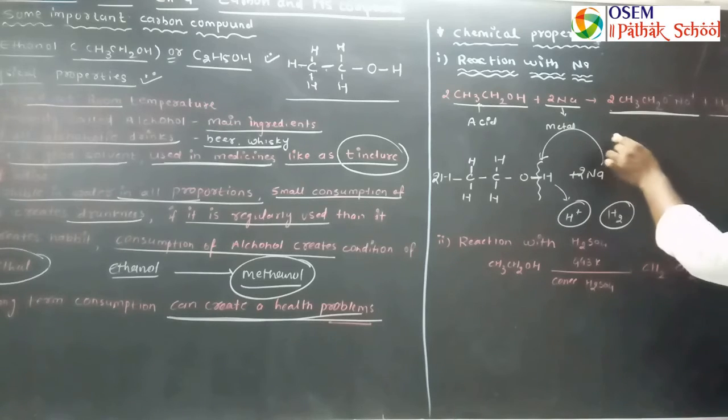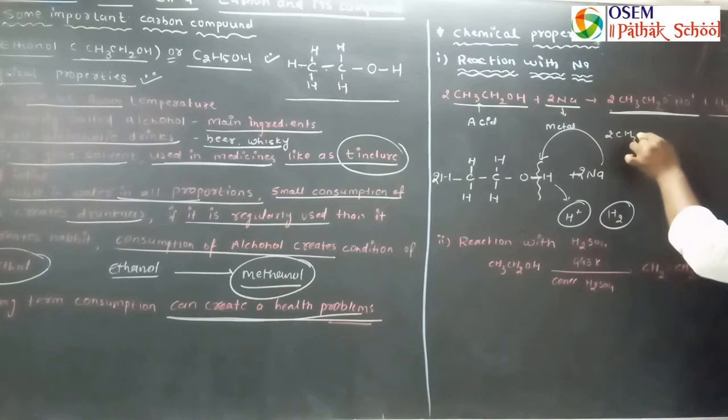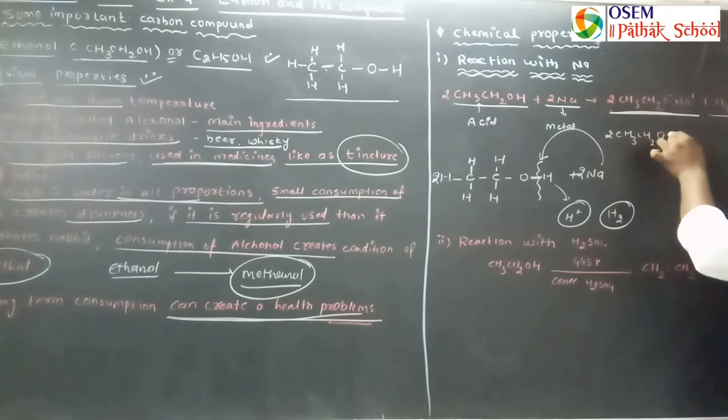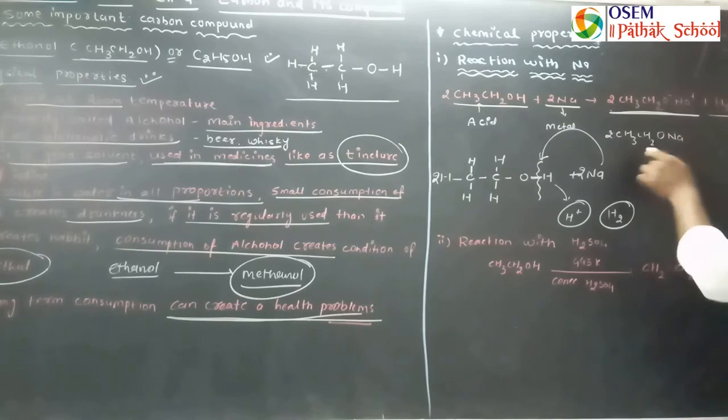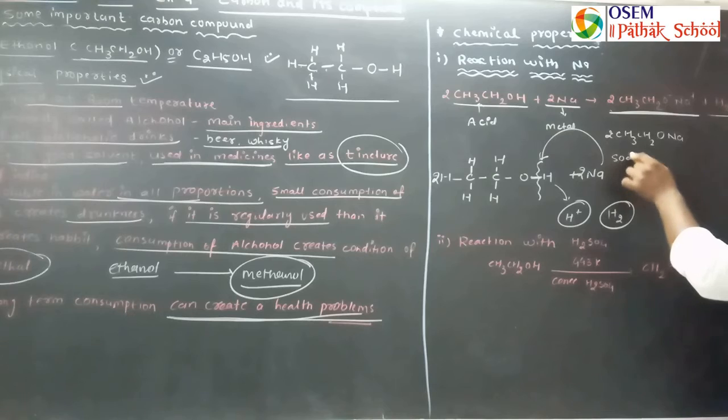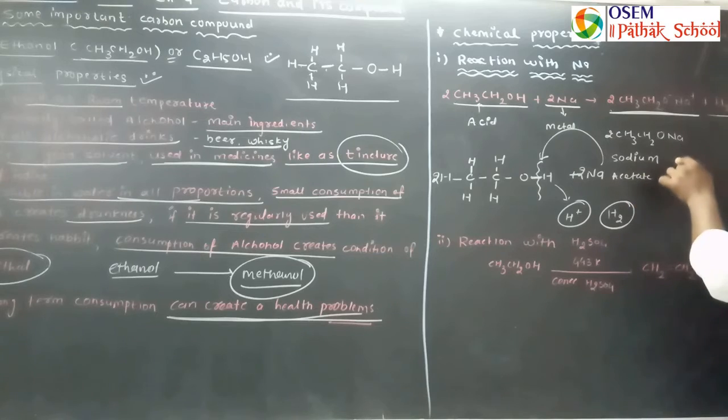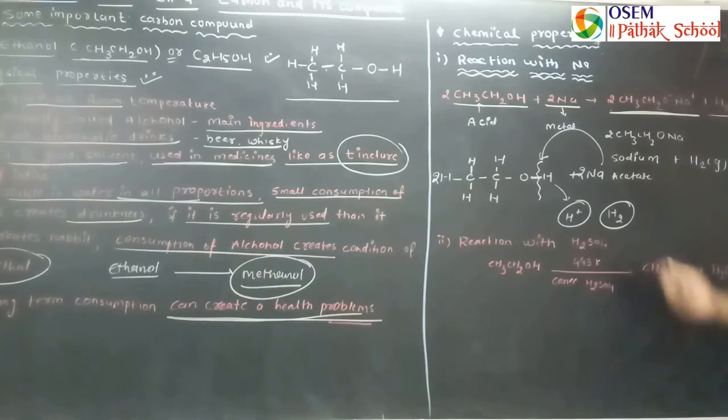So this will form 2CH3CH2ONa, sodium ethanoate, or sodium acetate, we can also say. This is our sodium acetate, and by the removal of dihydrogen gas. The dihydrogen gas will be removed.